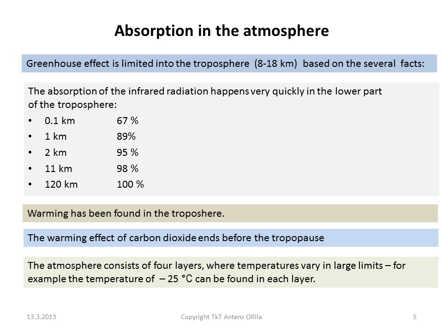And the atmosphere consists of 4 layers, where temperatures vary within large limits. For example, the temperature of minus 25 degrees can be found in each layer, and it's very difficult to understand how and in which way the temperature change from upper layers could find its way to the Earth's surface. So here are my reasons why I think that 11 kilometers is a good solution to calculate absorption.